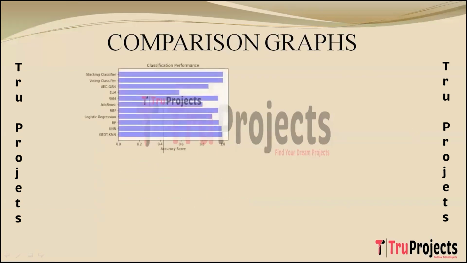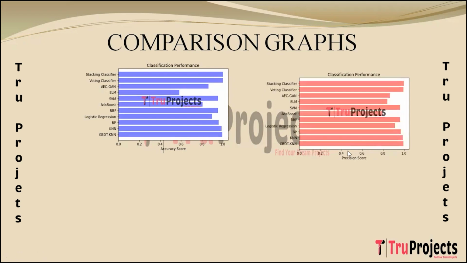Comparison graphs. So this is the horizontal bar graph comparing accuracies of different algorithms. In this graph on x-axis I have accuracy scores and on y-axis I have algorithm names. So accuracy measures the overall correctness of predictions, showing the percentage of correctly classified instances.